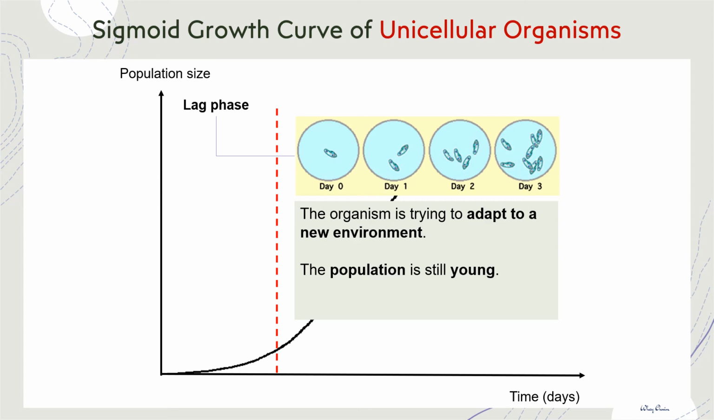So for lag phase, the first phase of sigmoid growth curve, the number of the organism starts with a very low number, and we notice that during lag phase the growth is slow. The number of Paramecium to be observed under microscope do not show much increment. This is because they still adapt to the new environment. Since we study under the petri dish, it's no more their natural habitat. And the population is still young.